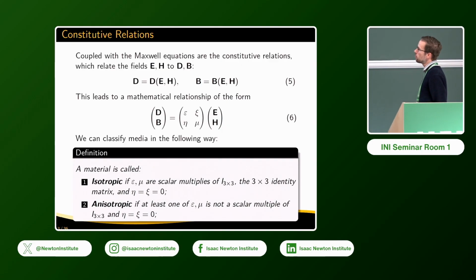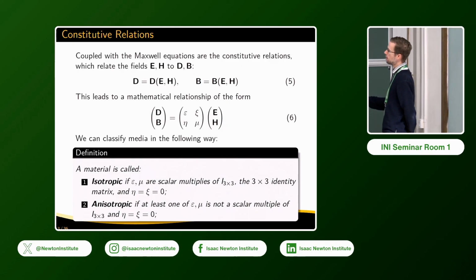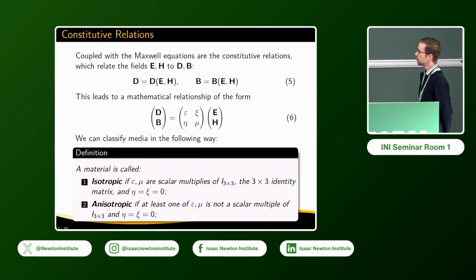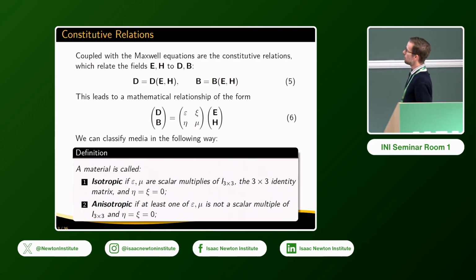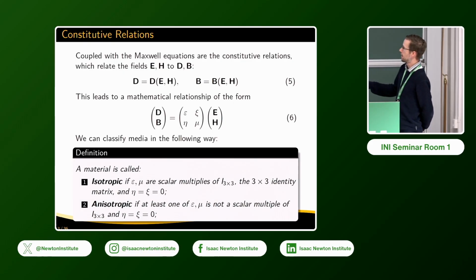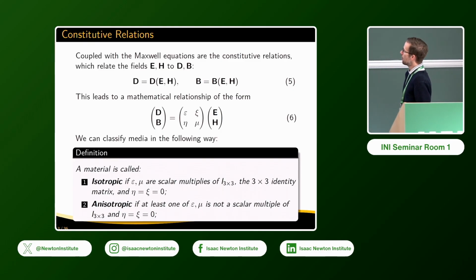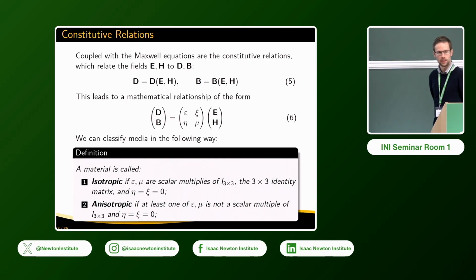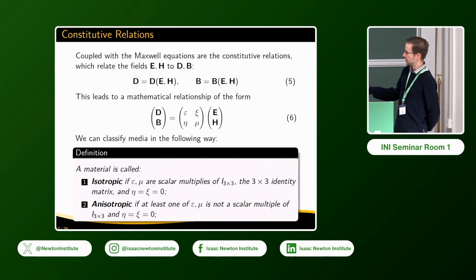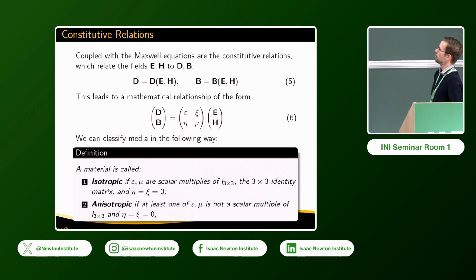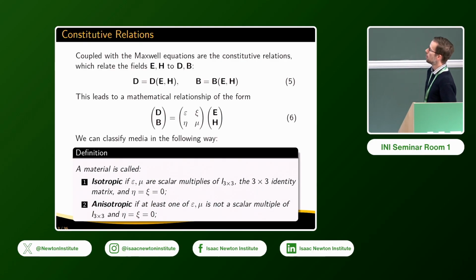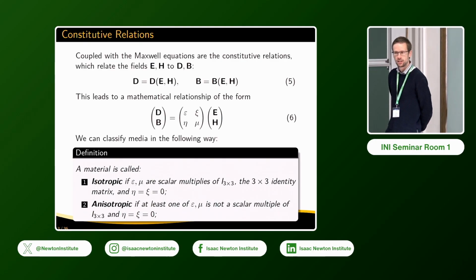Okay, and just some basic definitions. We will call a material isotropic if the diagonal parameters epsilon and mu are scalar multiples of the identity matrices. Each of these, I should mention, could be 3 by 3 matrices. So if these parameters epsilon and mu are scalar multiples of the identity, and the off-diagonal elements are 0, then we'll call the material isotropic. And if at least one of the diagonal elements epsilon and mu is not a scalar multiple of the identity, and the off-diagonals are 0, then we'll call the material anisotropic. You could also have everything non-zero and being a 3 by 3 matrix. Those are bi-anisotropic materials. We won't talk about that today. So what I'll focus on are these anisotropic materials where epsilon and mu, these so-called classical material parameters, are typically 3 by 3 matrices.